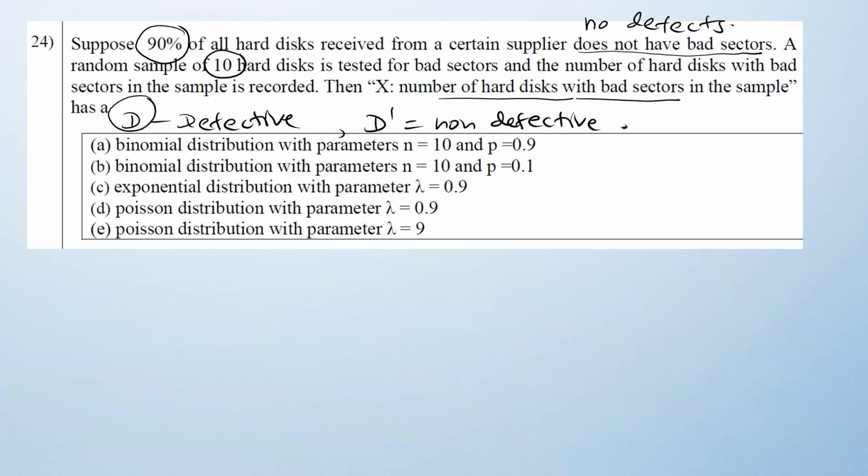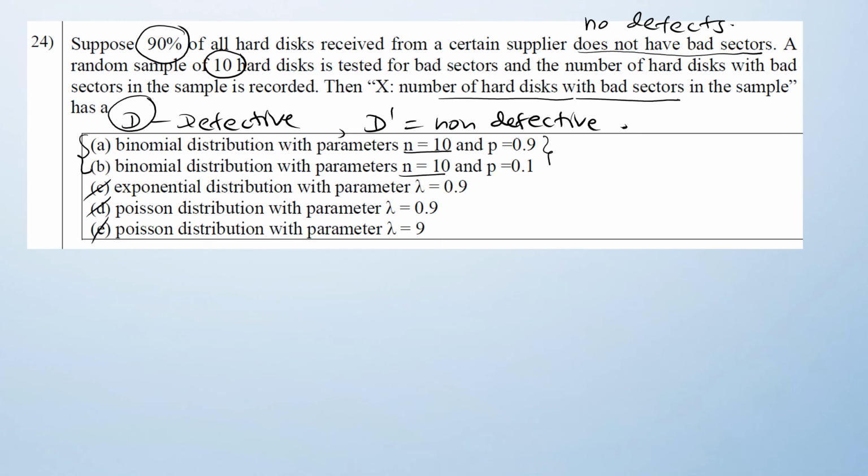So you have to check each disk one by one. For each test, you will have one of two results, defective or non-defective. So you have only two results for each trial. Then it will be binomial. So you will have one of these two answers. Directly you can neglect C, D, E. Yes, we have to do n number of trials, 10 trials, since we have 10 disks.